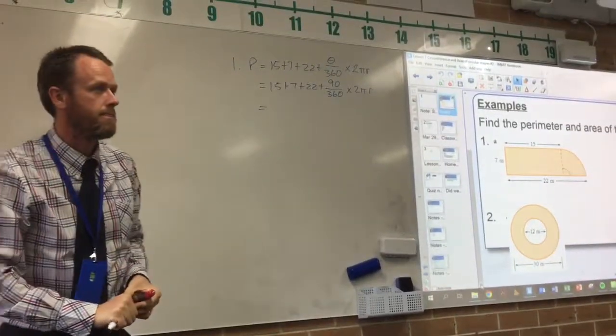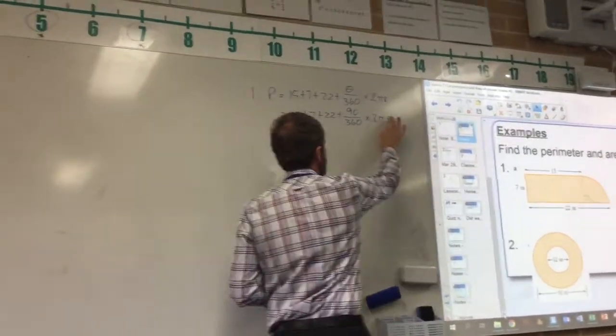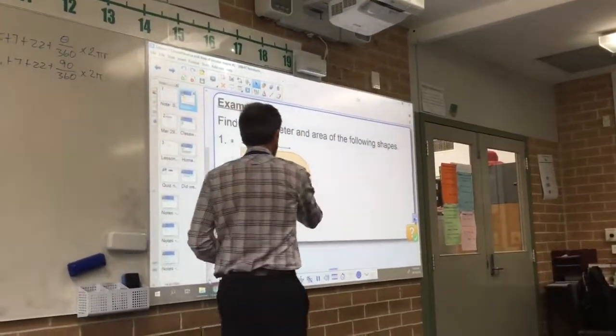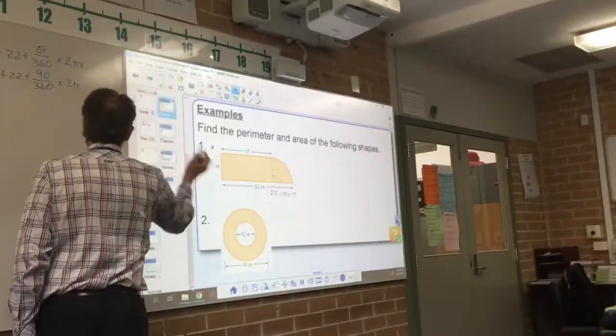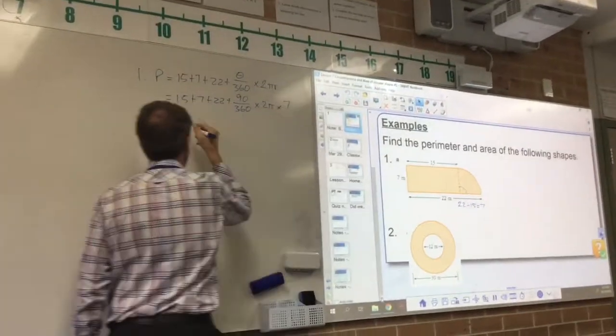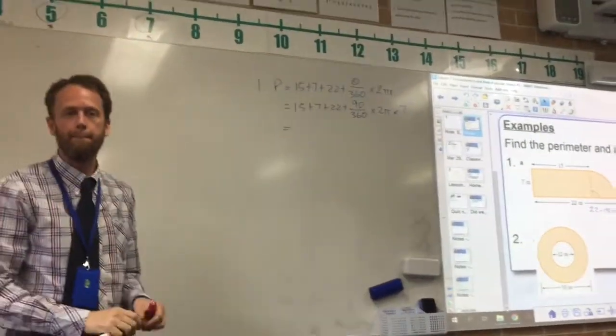So you did the radius as well? Oh yes, that one helped, thank you. And the radius, oh I need to work that out, sorry I forgot about that. 22 minus 15 will give me a radius of 7. Oh, it's already there for you. Okay, so hopefully somebody can type that in now.